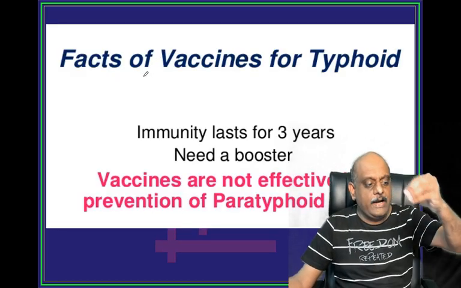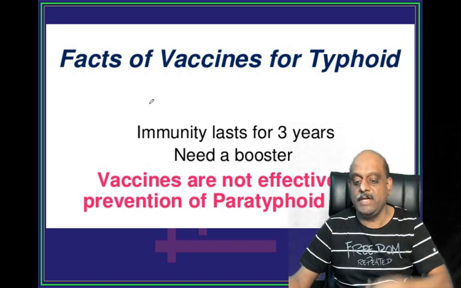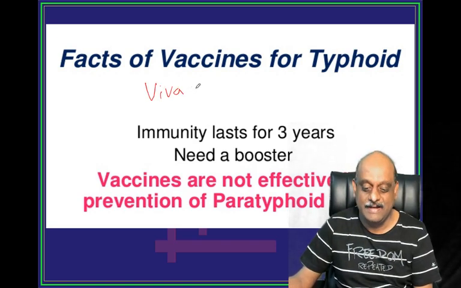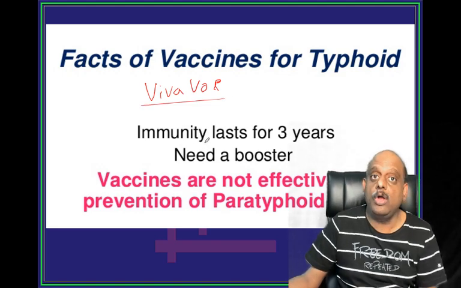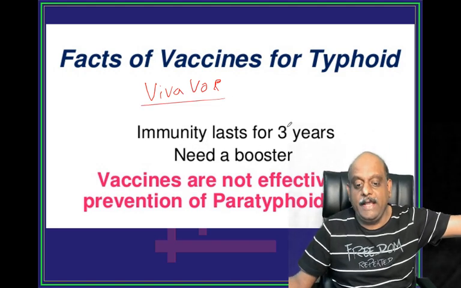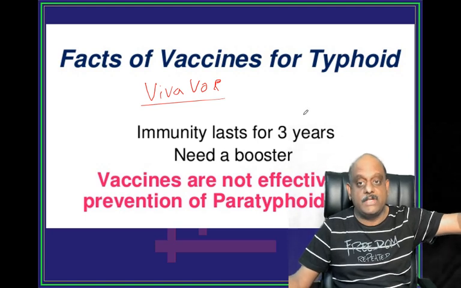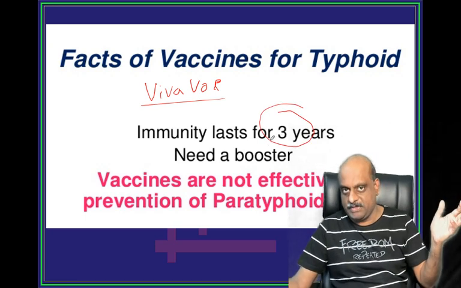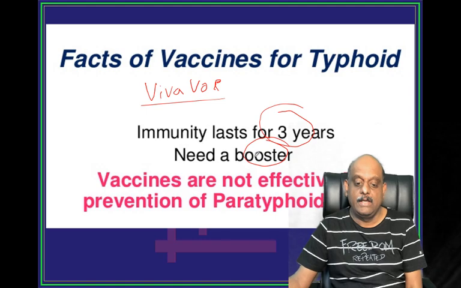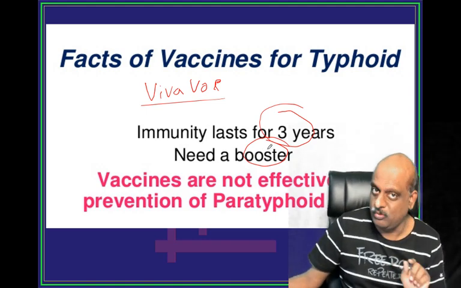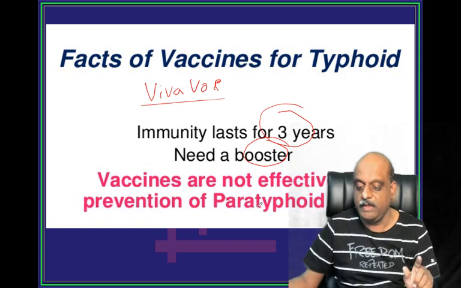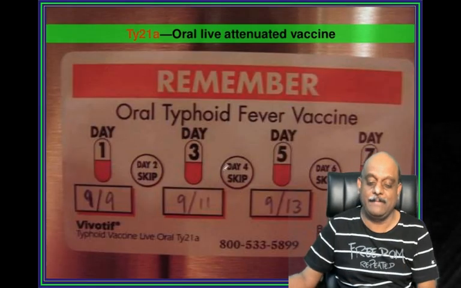So the important facts, which are favorite viva voce questions in tomorrow's exam, are: how long will the immunity last? It will last for 3 years. It needs a booster. And are they effective on paratyphoid? No. They are not effective for the prevention of paratyphoid fever.